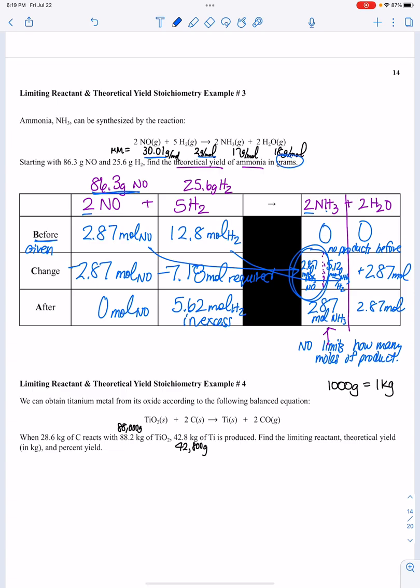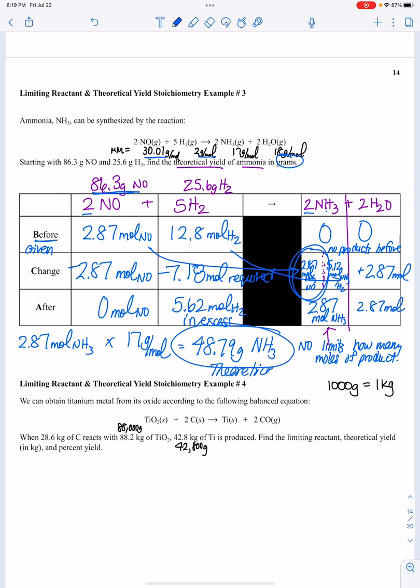It wants the answer in grams, so I'm going to convert 2.87 moles of NH3 to grams by multiplying by its molar mass, which is 17 grams per mole. So I'll have 2.87 times 17. And I'm going to leave it at 48.79 grams of NH3. Boom. That is my theoretical yield, and we are done.